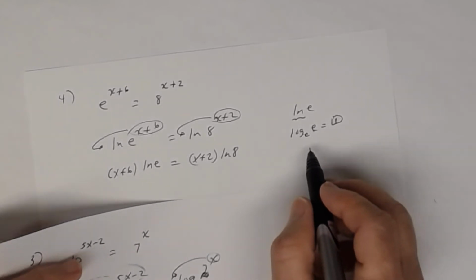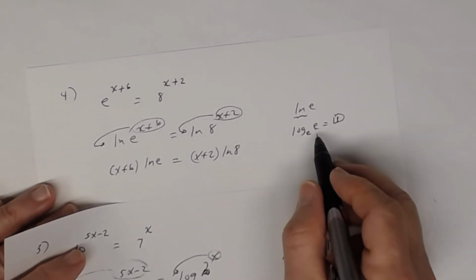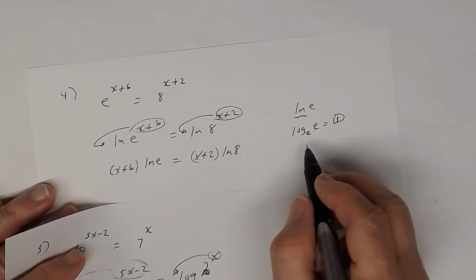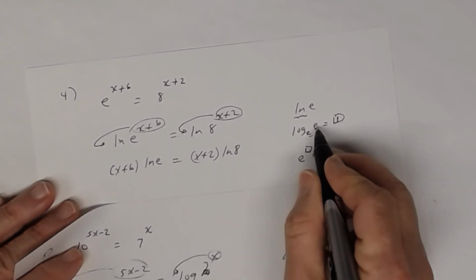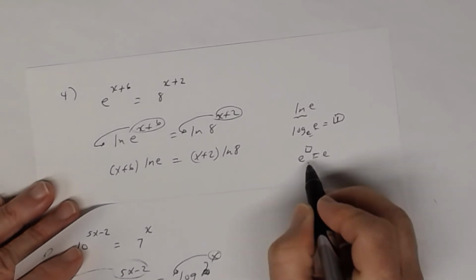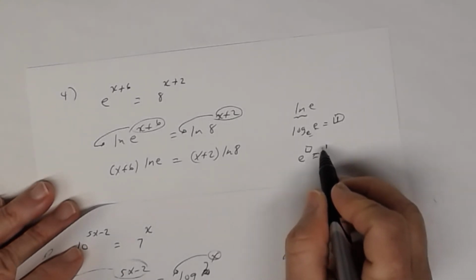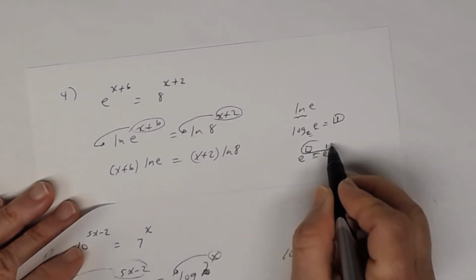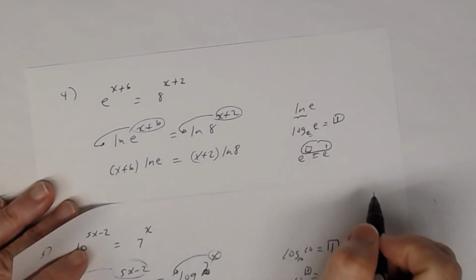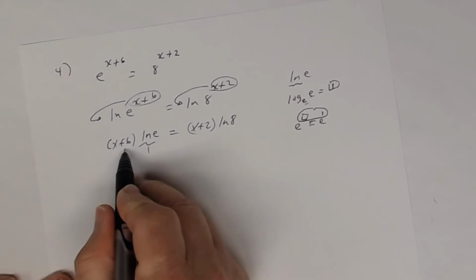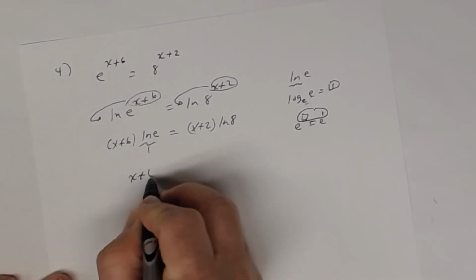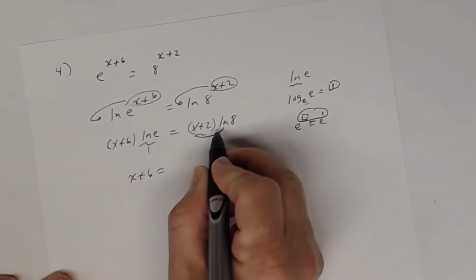And it does, because if you change this log equation to an exponential, you're asking yourself: e to what power equals the argument? Well, the base is the same, so the exponents have to be equal. So that box must equal 1. All right, so this is 1 right here. And so x plus 6 times 1 is x plus 6 equals, and let's go ahead and distribute this.